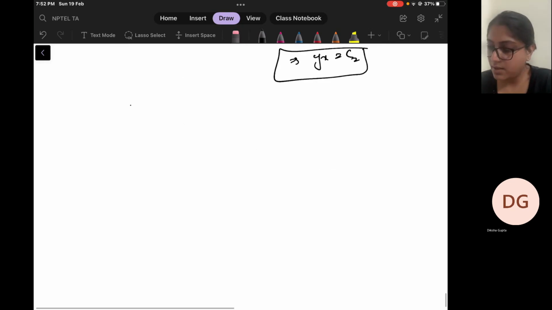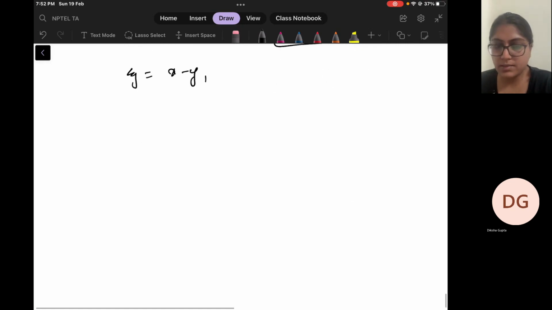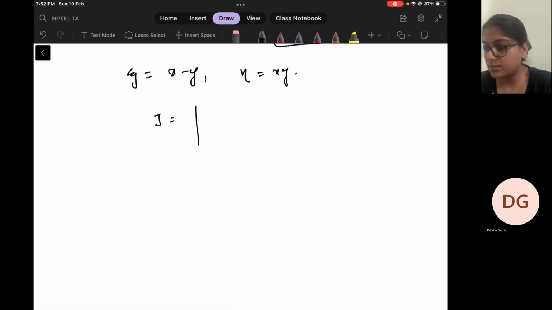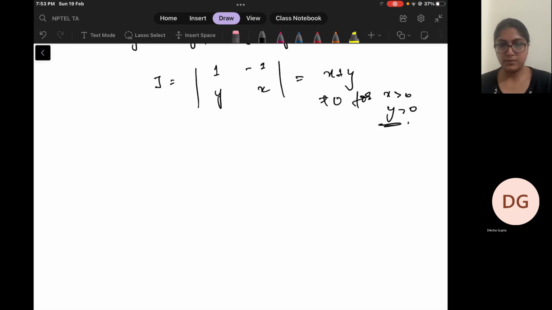So what we take is our epsilon to be say x minus y and eta to be xy. If you calculate the Jacobian, epsilon x is 1, epsilon y is minus 1, eta x is y, and eta y is x, so the Jacobian is equal to x plus y, not equal to 0 for x greater than 0 and y greater than 0. Alright, so we have a 1-1 transformation.